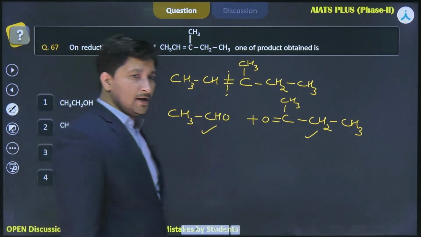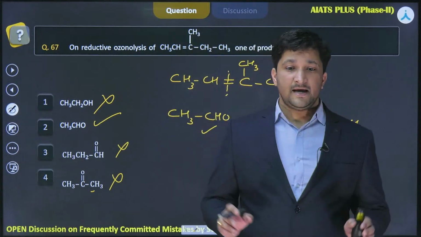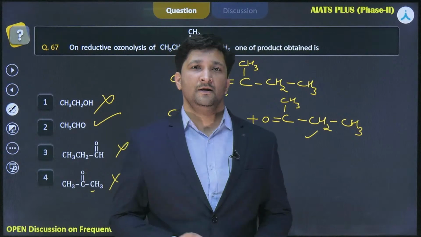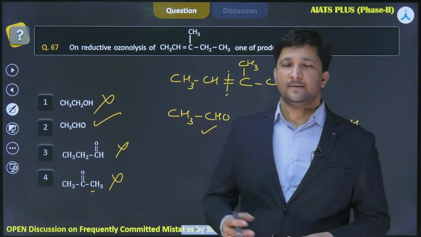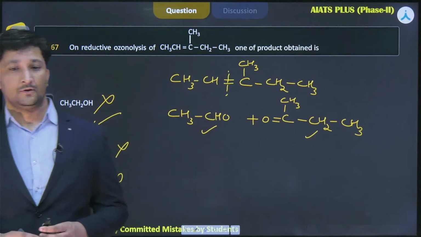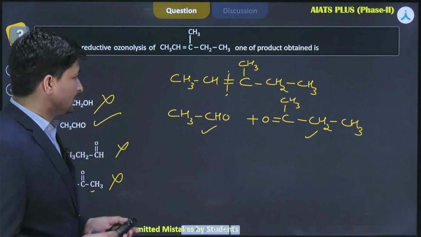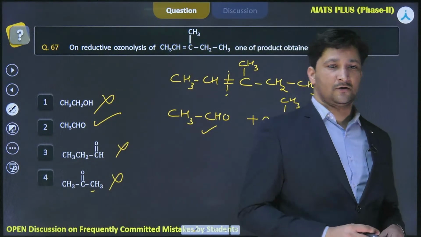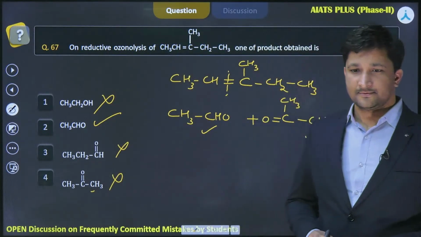Anyone having any doubt? Now you can imagine any compound which has C double bond C in between, and you can go for the product formation. So for example, if I take benzene, and if benzene is allowed to undergo reductive ozonolysis or simply ozonolysis, then what will be the product formed here? Can any one of you tell?